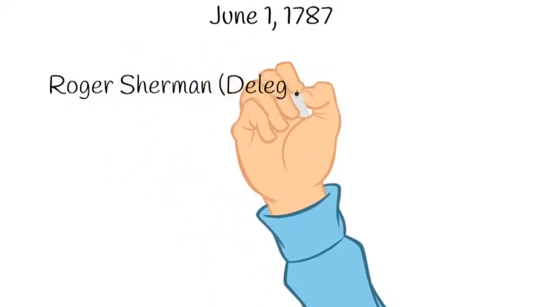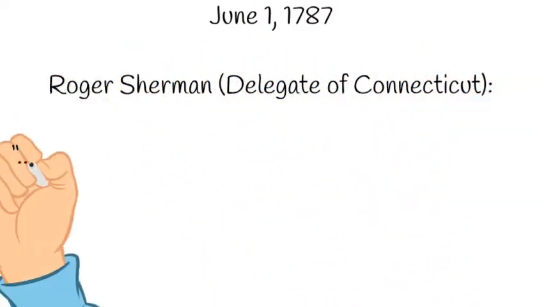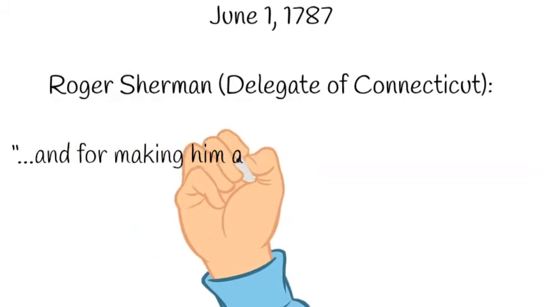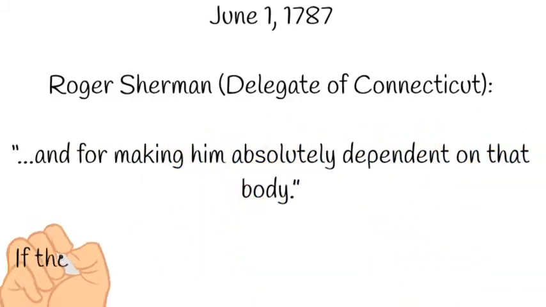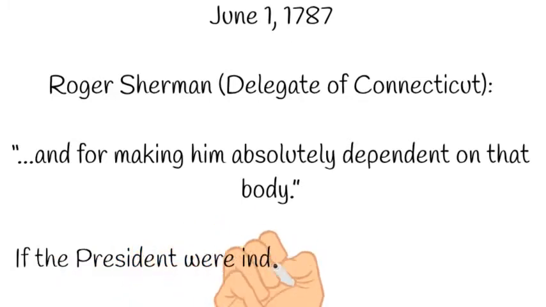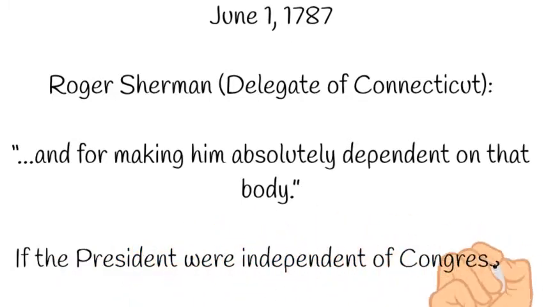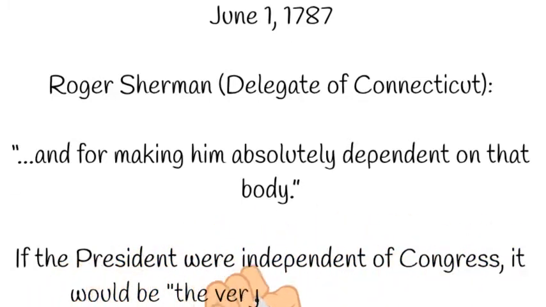Also on June 1, 1787, Roger Sherman, the delegate of Connecticut, was for the president's appointment by Congress and for making him absolutely dependent on that body. Sherman thought that if the president was independent of Congress, it was the very essence of tyranny.